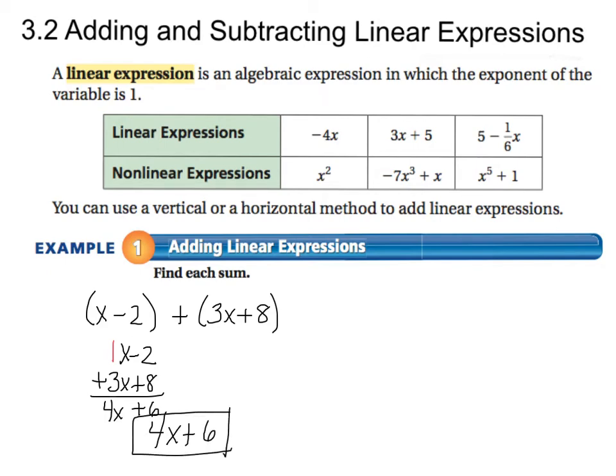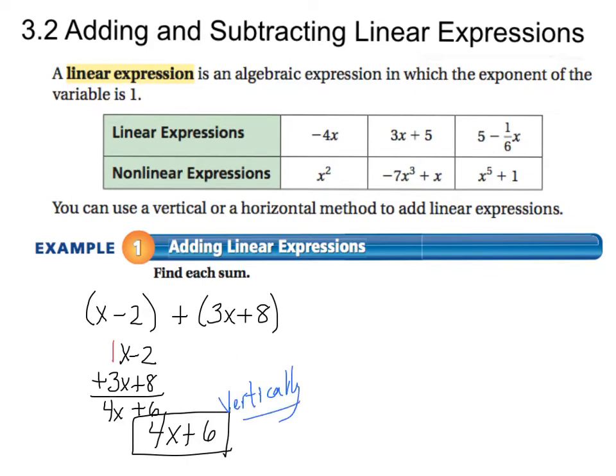Now why can I not add that together and get 10x? Because they're not like terms. So make sure you only combine like terms. Now this is vertically.